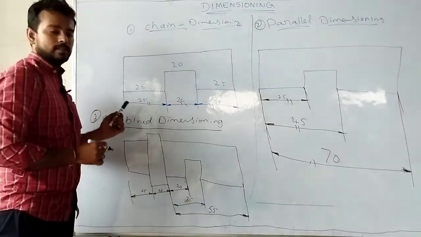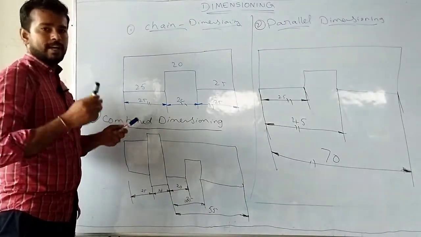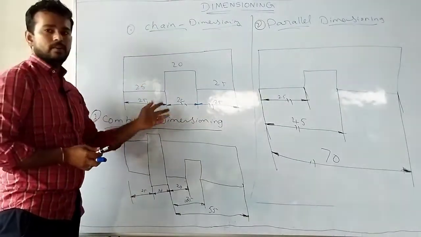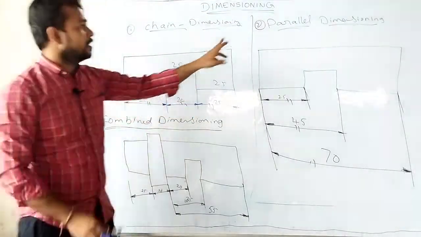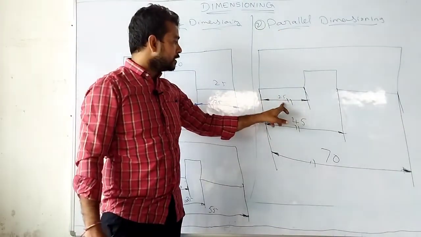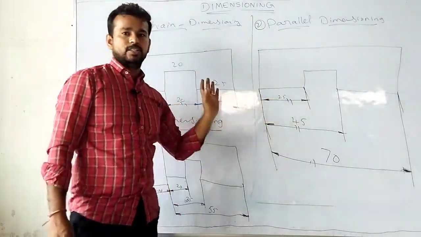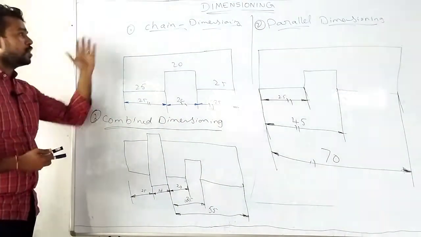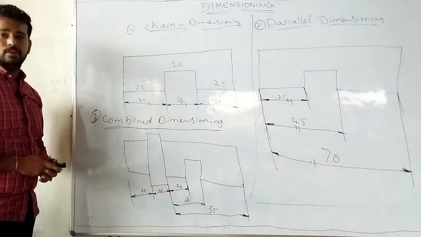Okay, now we have got three ways of indicating dimensions. One is chain dimensioning, where the dimension lines are one after another. Then parallel dimensioning, where the dimension lines are parallel with each other. Okay, next is combined dimensioning. Okay, so this is all about dimensions.